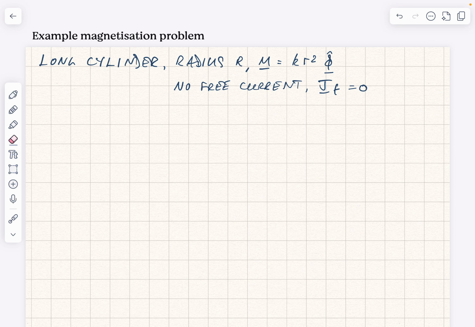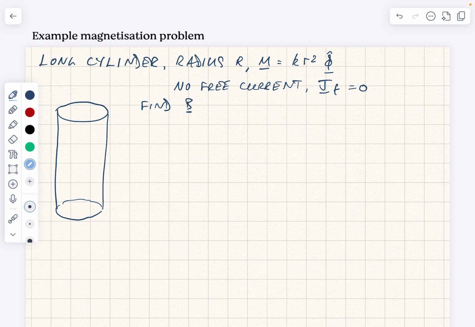So let's just sketch this briefly. And we'll see that we've got a cylinder here. When we say a long cylinder, what that means is that we're effectively assuming it's infinite, so that we can ignore the end effects, and that's quite important. So the problem asks us to find B, the magnetic field.